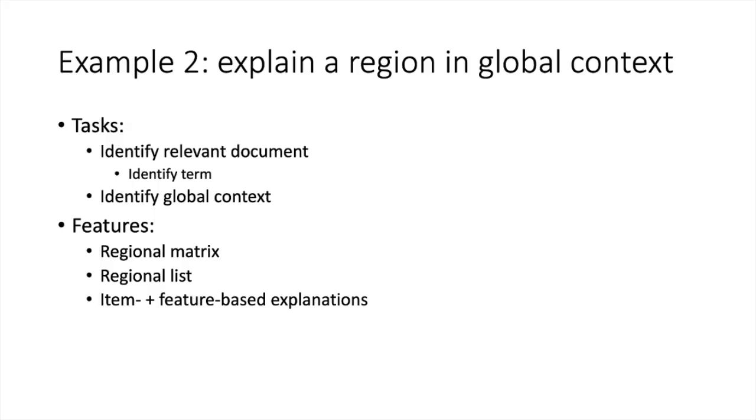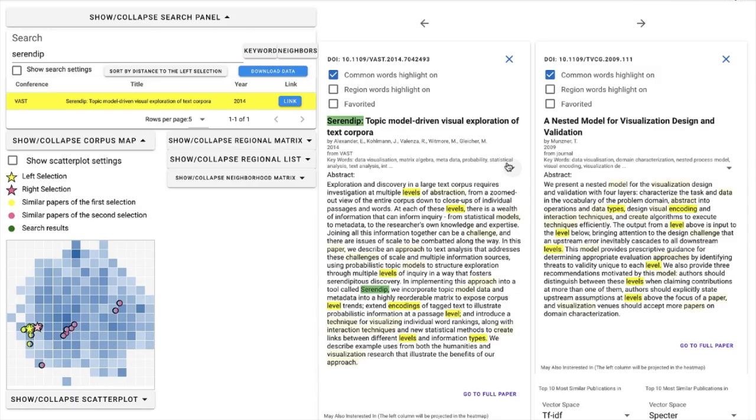Example 2, where we explain a region in global context. The tasks we perform are to identify relevant documents, specifically identify terms, and to identify global context. The abstract viewer features that we use are the regional matrix, regional list, and the item plus feature based explanations. We continue on from our previous example, where we had serendip selected as our original paper. In our document view, we can see our secondary selection is a paper that we're assessing for relevancy.